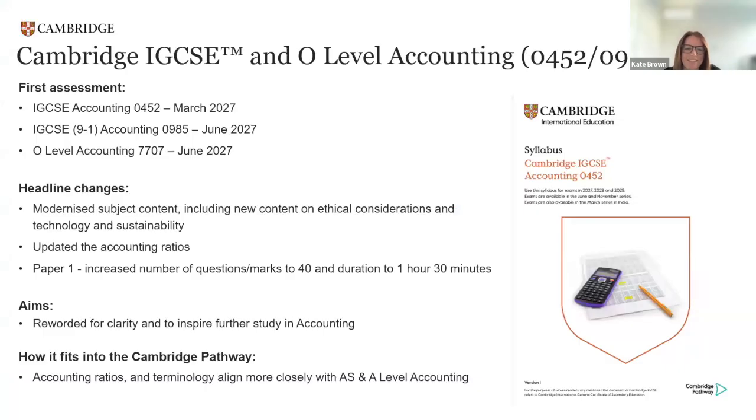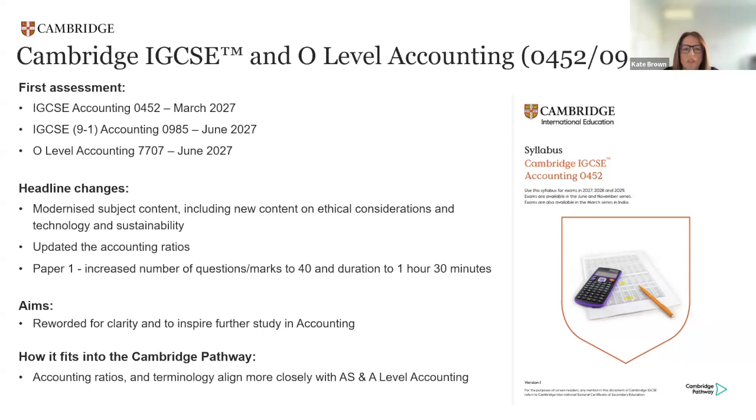Next slide, please. So the Cambridge IGCSE and O-level accounting syllabuses are for first assessment in 2027. For the IGCSE, it's available from March 2027, and for the IGCSE 9 to 1 and O-level, they're available from June 2027. There is also a November series for all three qualifications. So this does mean that most schools will probably start teaching the qualification in September this year.